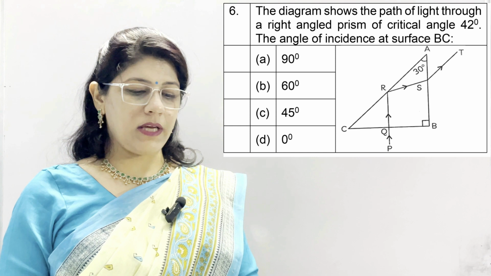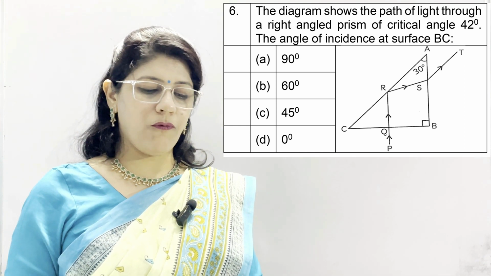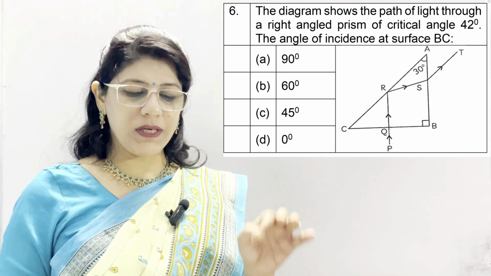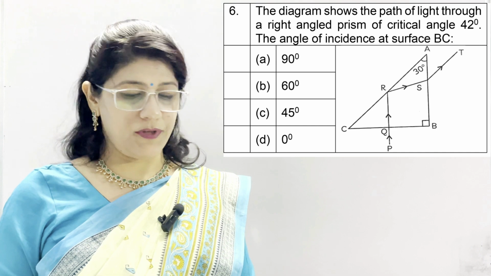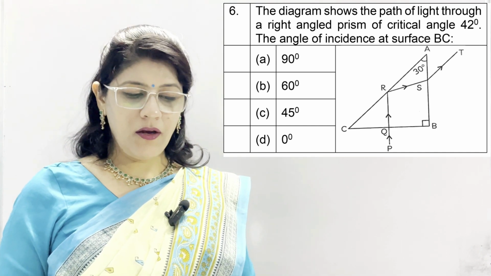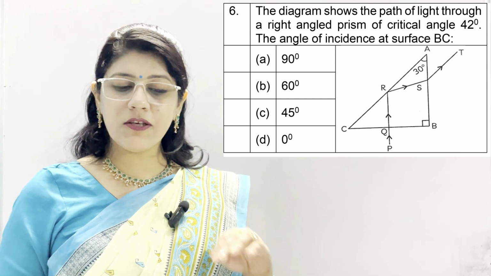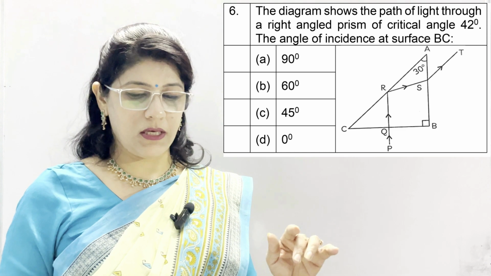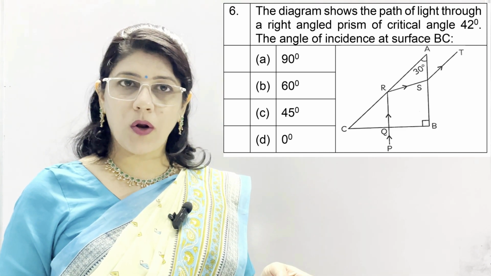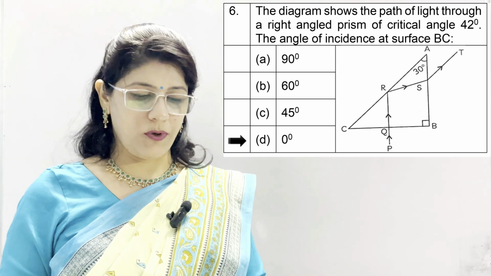Question number 6. The diagram shows the path of light through a right angle prism of critical angle 42 degree. The angle of incidence at surface BC. BC is the base of the triangle. Options given are 90 degree, 60 degree, 45 degree and 0 degree. Because light is incident normally on the surface BC, it means the angle which the incident ray makes with the normal is 0 degree. So here correct option is D, 0 degree.